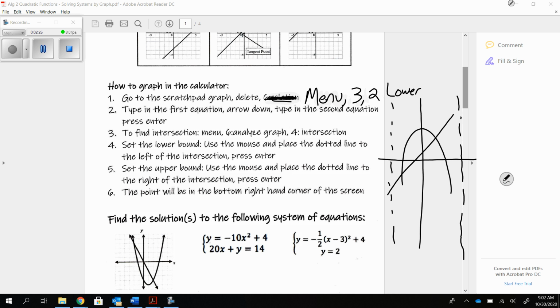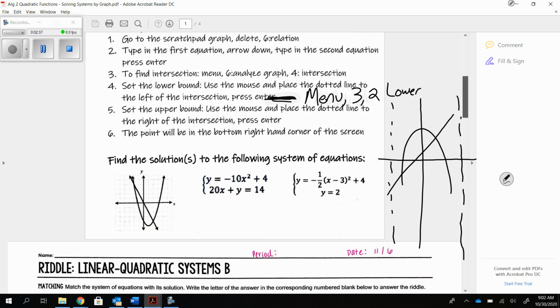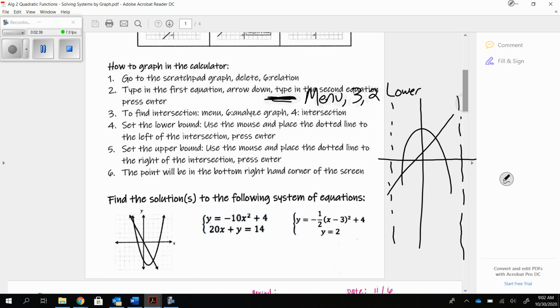That's it. A couple of them might not have an intersection, a couple of them might have one, and a couple of them might have two. As long as you follow these steps, you'll do it correctly. Just make sure you set the lower bound correctly and the upper bound correctly. So if we were to do this one, I want y'all to plug this in correctly. I'm going to do it as well.